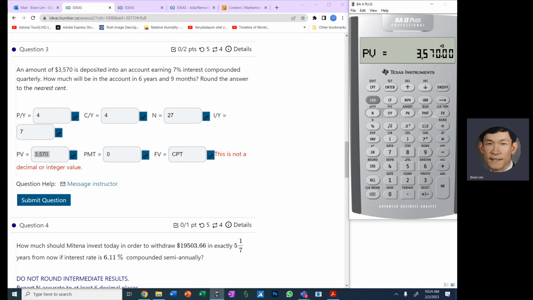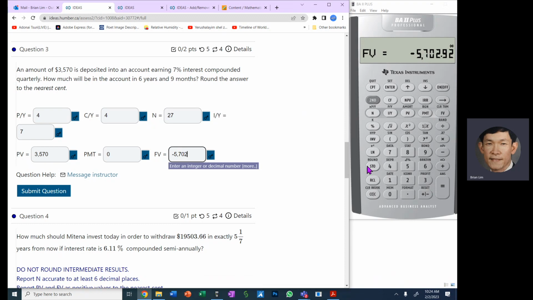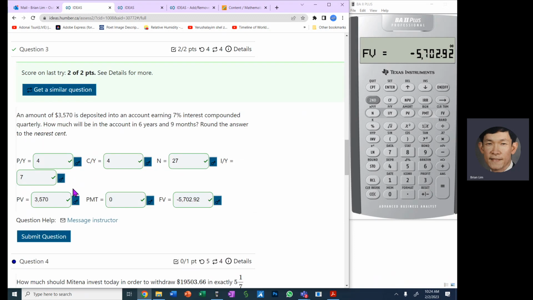3570 as the present value. So we enter it positive. Okay, 0 for the payment. So 0 for the payment, and then we are computing the future value. So we click on CPT, future value, and there you see the negative sign. So you can put that in. That is why the answer allows for positive and negative. And if you were to submit this question, the question is correct. So there you are.